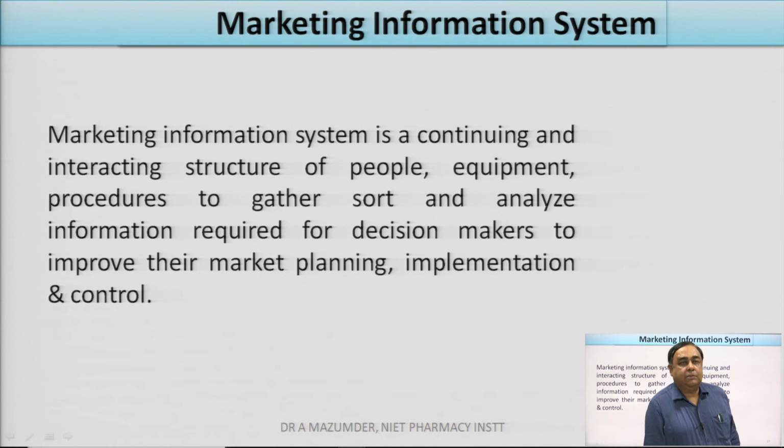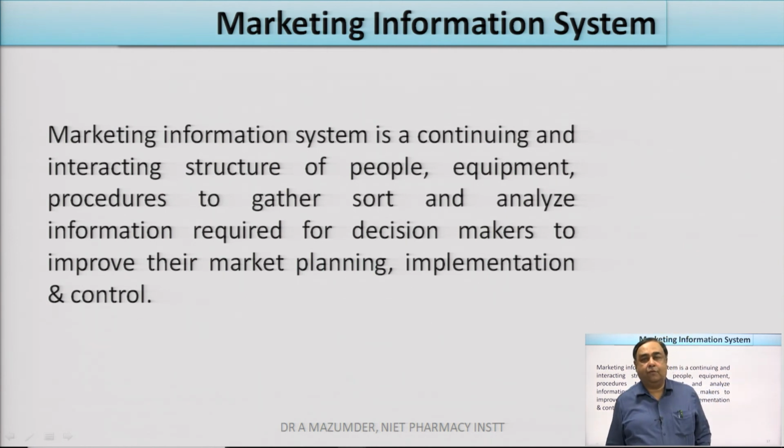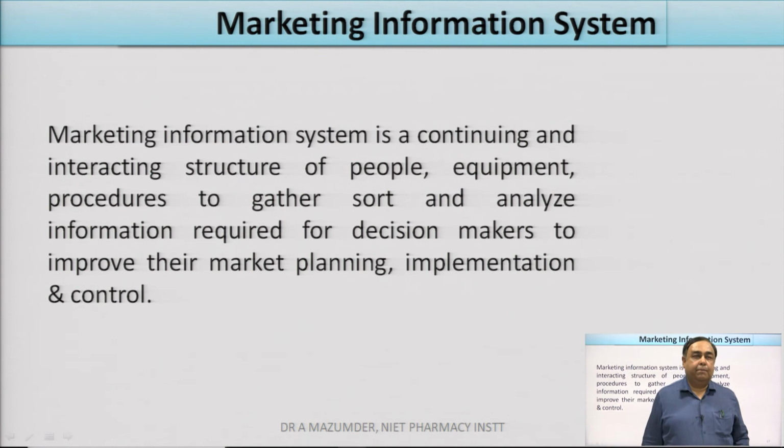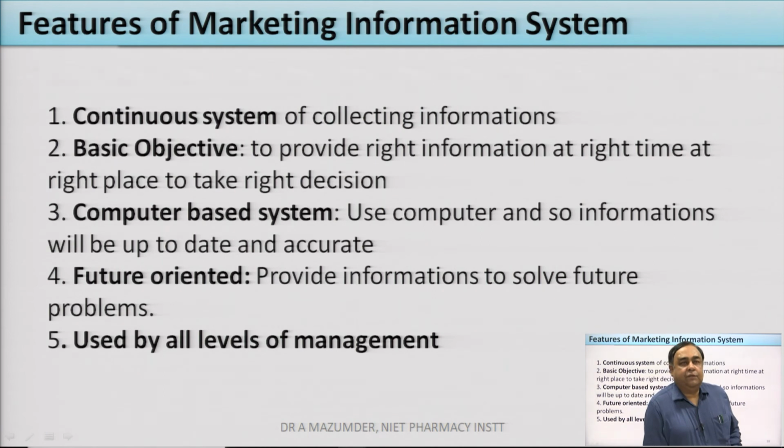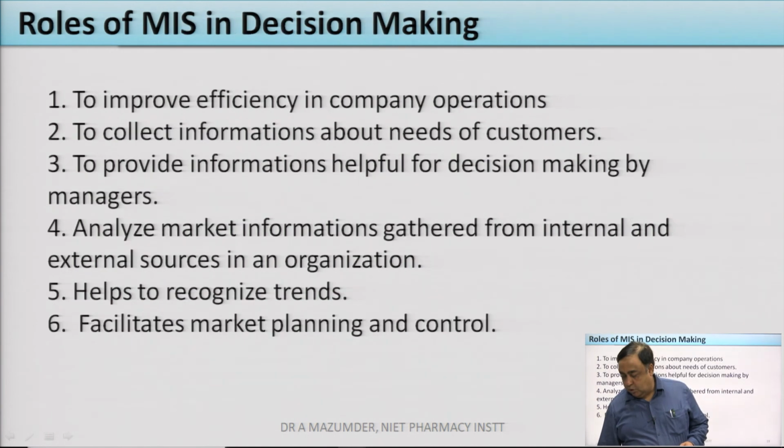Marketing information system is a continuing interacting structure of people, equipment, procedures to gather, sort, analyze information required for the decision makers to improve their market planning and implementation and control. The features of marketing information system include the continuous process, where we go on collecting data. The basic objective is to provide the right information at the right time at the right place to take a proper decision. Generally, computers are involved, so it is the computer based system. It provides information to solve future problems, and it is used by all levels of management, whether it is the top, lower or the middle level.